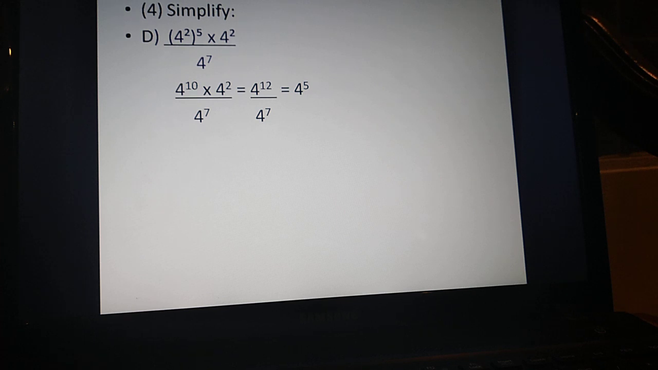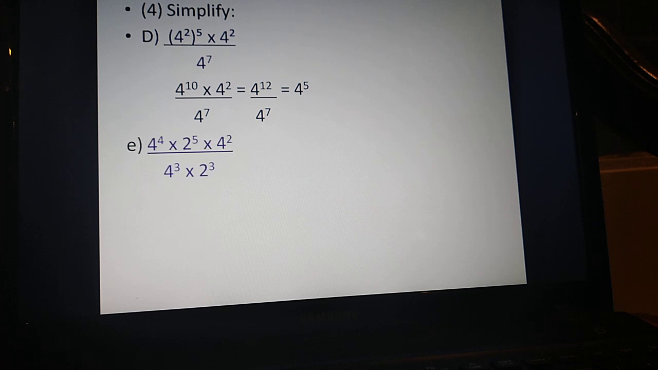Now 4 to the power 10 times 4 to the power 2, you have multiplication. Add the indices: 4 to the power 12, and we don't forget the denominator, 4 to the power 7. Now I have division, 4 to the power 12 divided by 4 to the power 7. Subtract the indices. The answer is 4 to the power 5. Good job. Let's do one more.